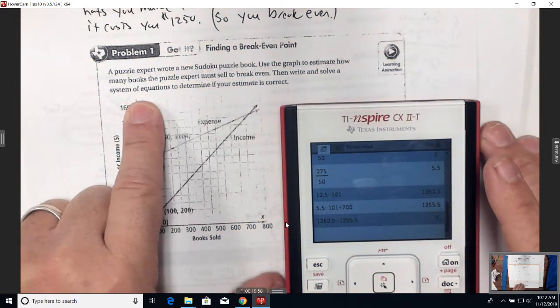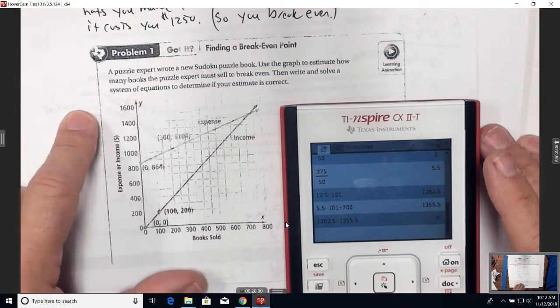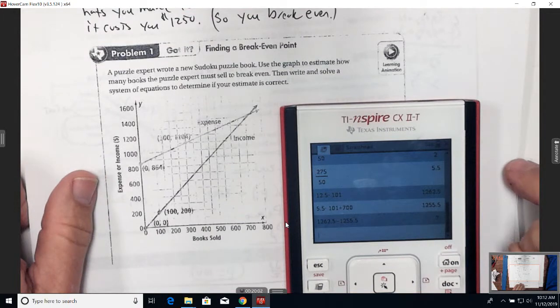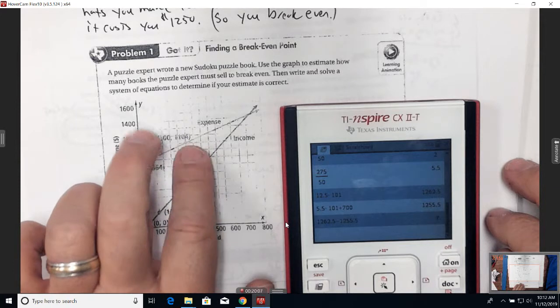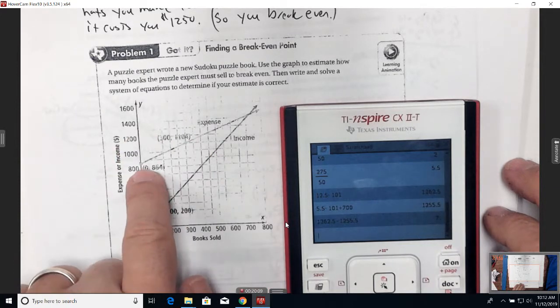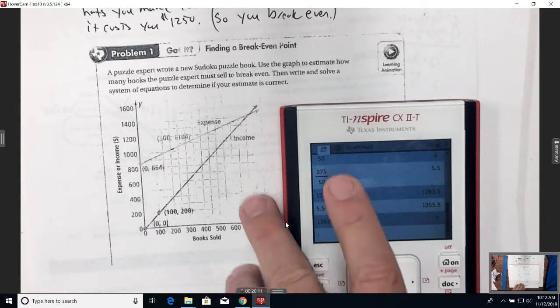Then write and solve a system of equations to determine if your estimate is correct. Okay, so let's do that. Can y'all come up with a function rule for this? Where's my y-intercept and what's my slope? That's all we got to figure out.